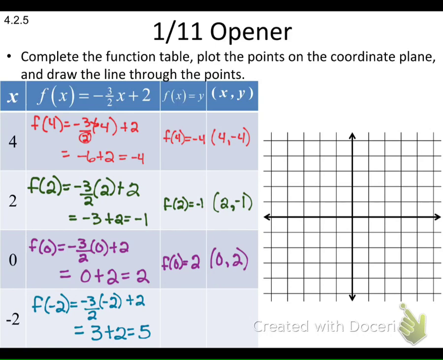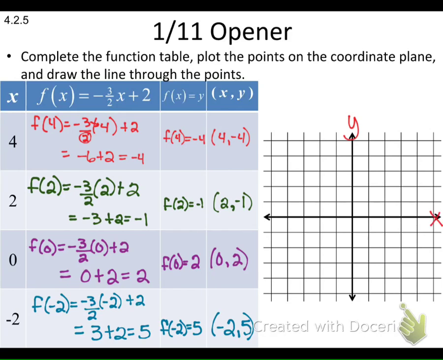Output column, I write function of negative 2 equals 5, and my ordered pairs, my x value, negative 2, and my y value, 5. Nice job. Okay. So we completed the function table. Now we're going to plot the points on the coordinate plane and then draw a line through the points. Before I do that, though, I'm going to label my coordinate plane. My vertical line that goes up and down is labeled y, and my horizontal is x.